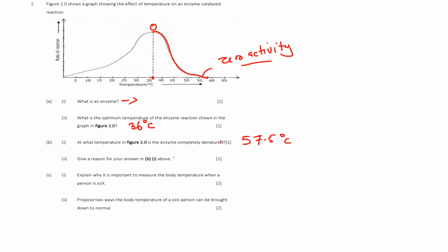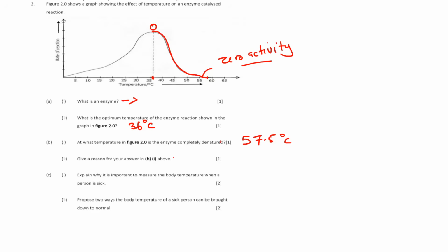Then what is the reason? The reason I've already given there, because at that particular point there is zero rate of reaction, okay, or the enzyme has zero activity. That is the reason why we're saying that at that part the enzyme is completely denatured.